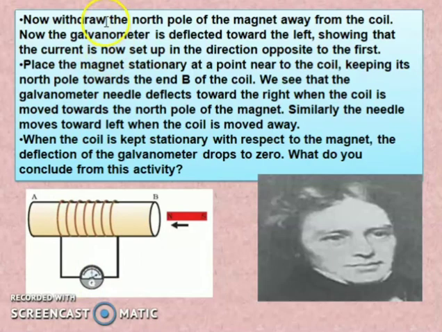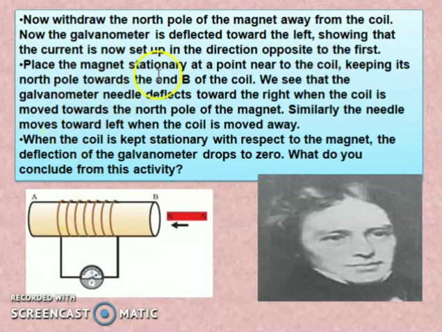Now we draw the north pole of the magnet away from the coil. The galvanometer is deflected towards the left, showing that the current is now set up in the direction opposite to the first. So we are just changing the direction of motion. The galvanometer deflection will be towards the left, indicating a direction opposite to the first one.